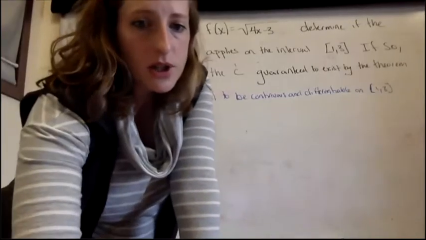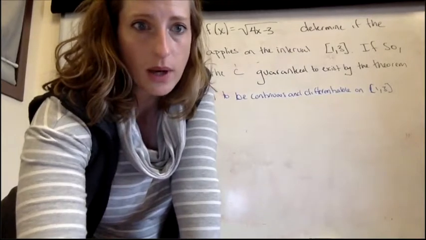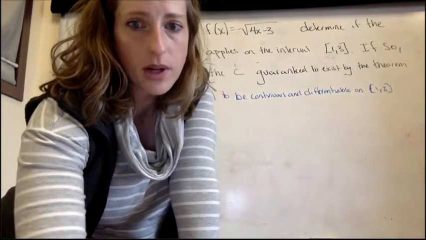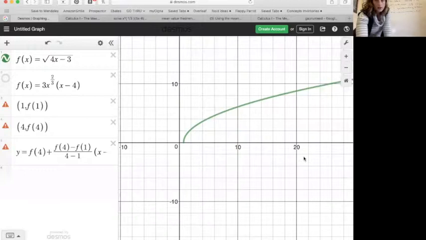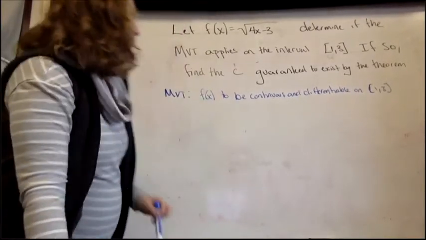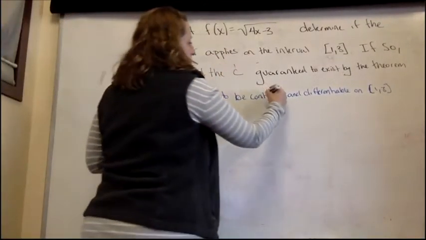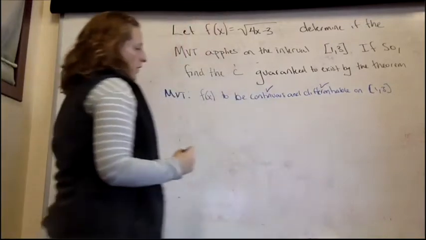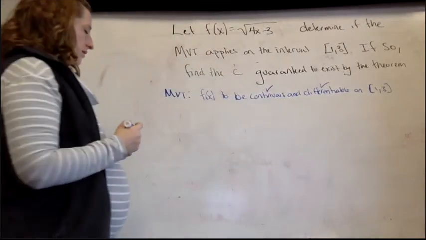If we really want to double check, we can look at a quick graph of this. So I've got one up here I'm going to share. Here on Desmos, we can see a quick graph. Here's the square root of 4x minus 3 function. And if we're looking between 1 and 3 on that interval, that function sure looks nice and continuous. Okay, good deal. So the MVT does apply because our function is both continuous and differentiable on [1, 3]. We need to state that, okay?